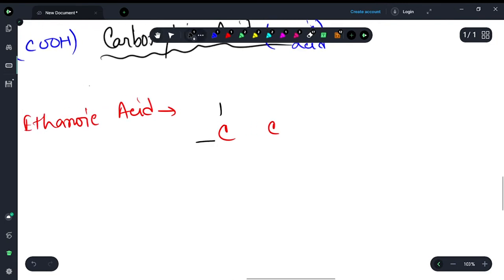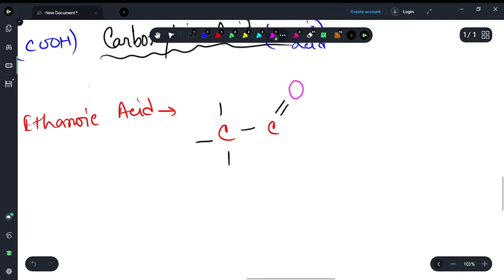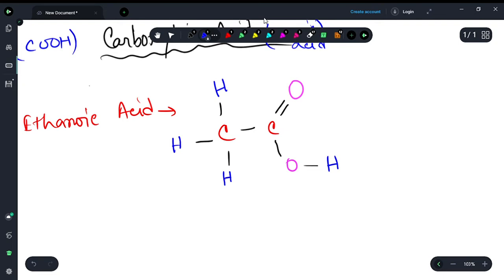So let's just create the bond for the first carbon. There will be nothing, but for the second carbon there will be a double bond for oxygen. There will be a single bond for another oxygen, and this oxygen will have a bond with a hydrogen. So we form the COOH part of the structure. And now these other things will just contain hydrogen. So this is the structure of ethanoic acid.